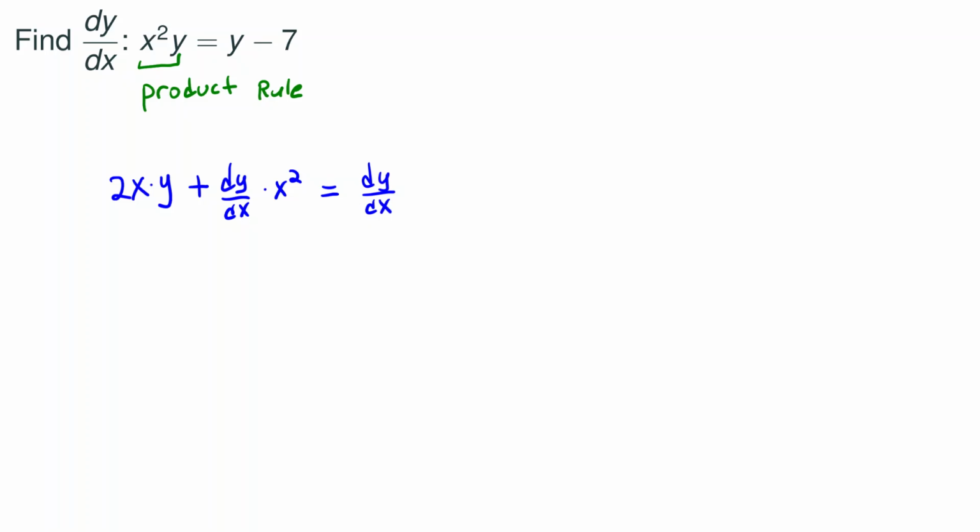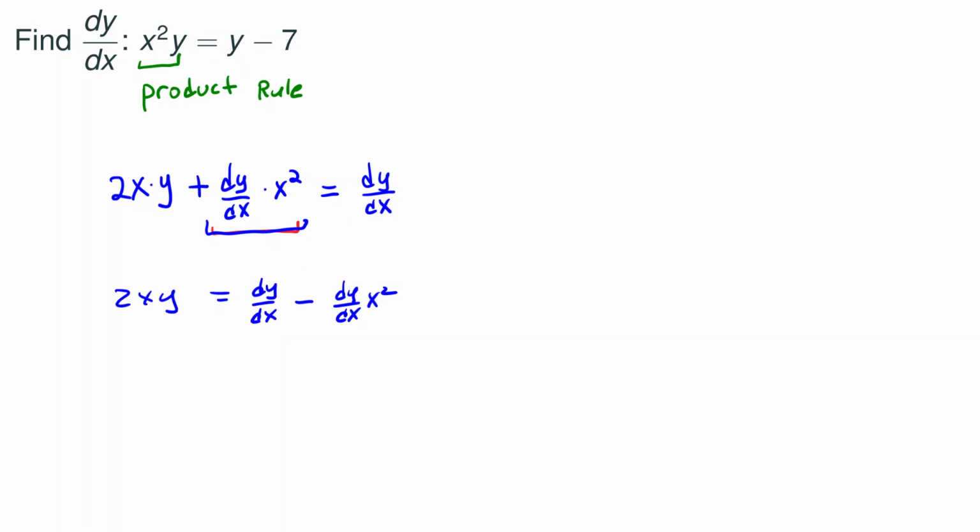So once we come this far, we're going to solve for dy/dx. When we solve for dy/dx, all the terms with dy/dx should stay on one side of the equation, and everything else should be on the other side of the equation. So here we can subtract this from both sides first. So I have 2xy equals dy/dx minus dy/dx times x squared. So I subtract this from both sides.